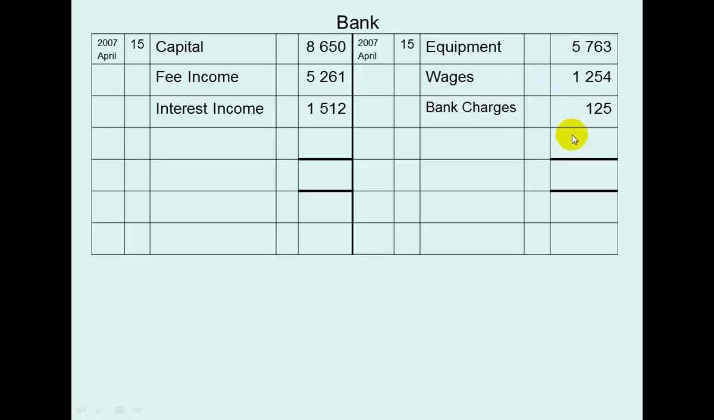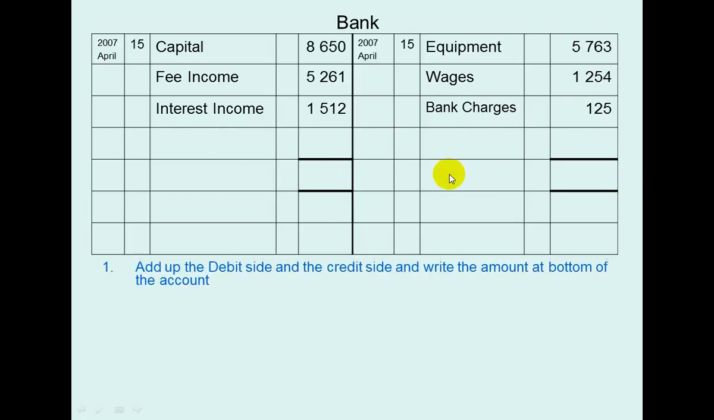Step number 1, leave one whole line empty after the biggest side on an account. Then you draw two big, solid, equal lines. It says add up the debit side and the credit side. Write the amount at the bottom of each account: 15,423 on this side and 7,142 on the other side.